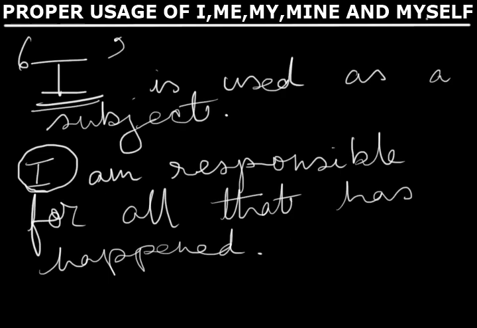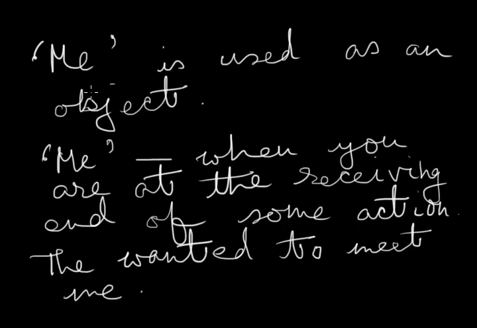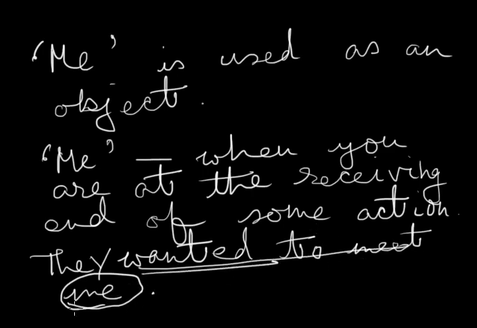Now, let us see how me is used. Me is used as an object. That is, me is always at the receiving end of some action. Say for example, I must correct this thing. They wanted to meet me. See, here me is at the receiving end of the action wanted. So me is at the receiving end of the action, and me as a result is used as an object.